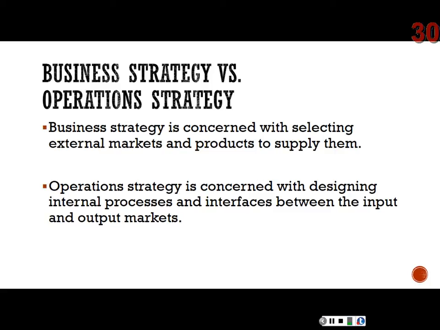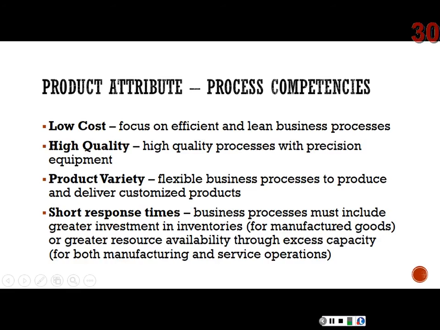Okay, so we're slightly off target here, but the reality is that they match their process attributes to their product attributes, right? They figured out how to do that. So, product attribute to process competency. If you have low cost as the product attribute you're competing on, you need to focus on efficient and lean business processes. If you're competing on high quality, you need to deliver high quality processes with precision equipment. If you're competing on product variety, you need flexible business processes to produce and deliver customized products.